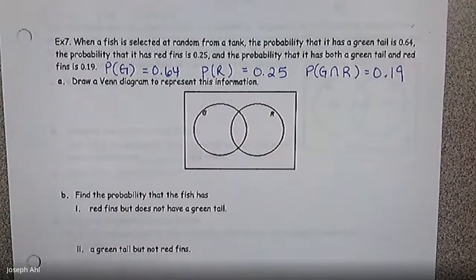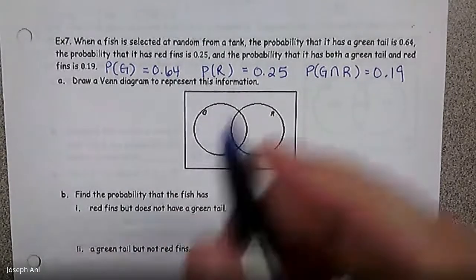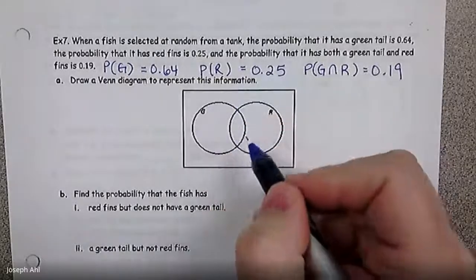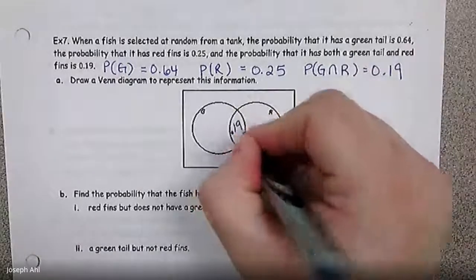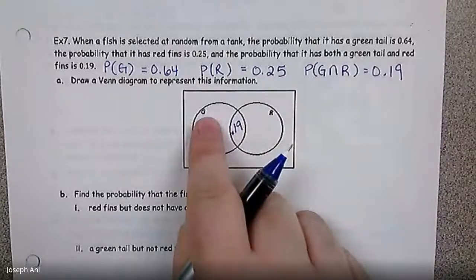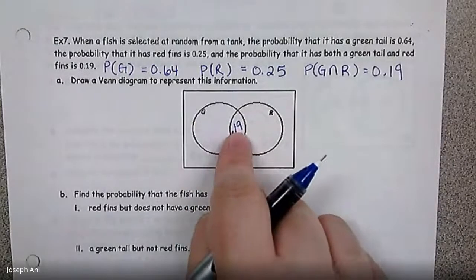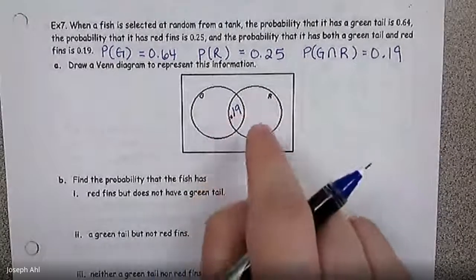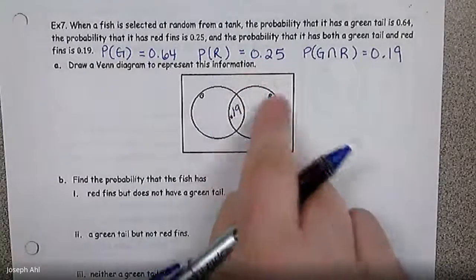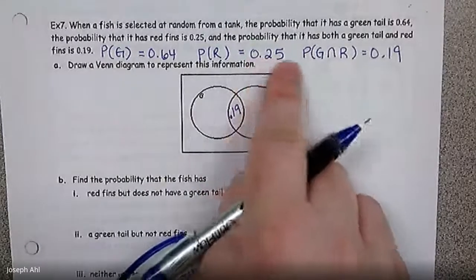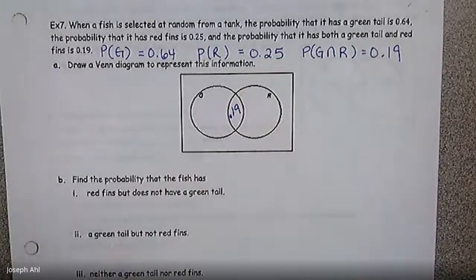Okay. So here's what we're going to do for the Venn diagram in terms of probabilities. In the intersection, the very first thing I want you to do is put 0.19 in the middle. The probability that it has a green tail and red fins has to go right there. Then from there, you're not going to put 0.25 where you see red, because the whole red circle has to add up to 0.25.